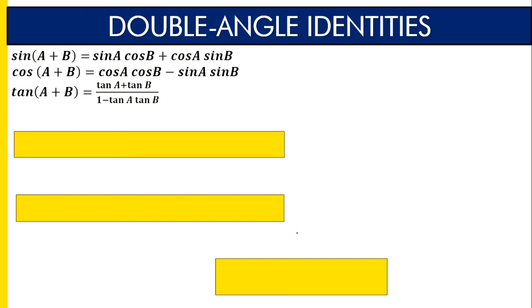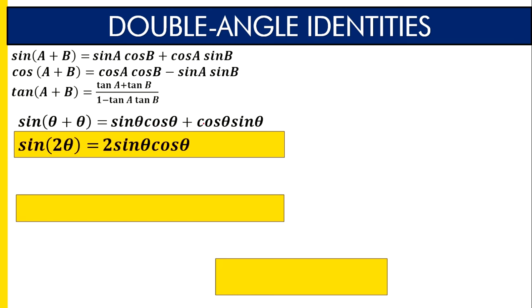Now, how about the double angle identities? In double angle identities, we'll use the concept of the sum identity for the sine, cosine, and the tangent. First off, let's have the sine. Sine of theta plus theta, so let's say we have 2 theta. That is sine theta cosine theta plus cosine theta sine theta. As you can see, we have common terms, sine theta and cosine theta. If we add this, it's simply 2 sine theta cosine theta. So the double angle for the sine is 2 sine theta cosine theta.